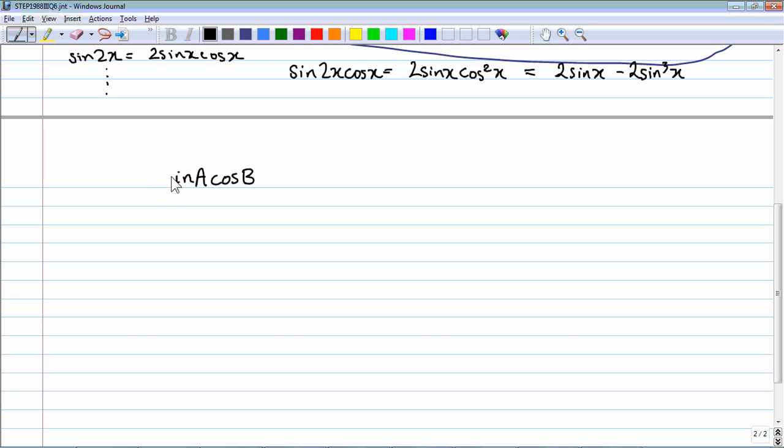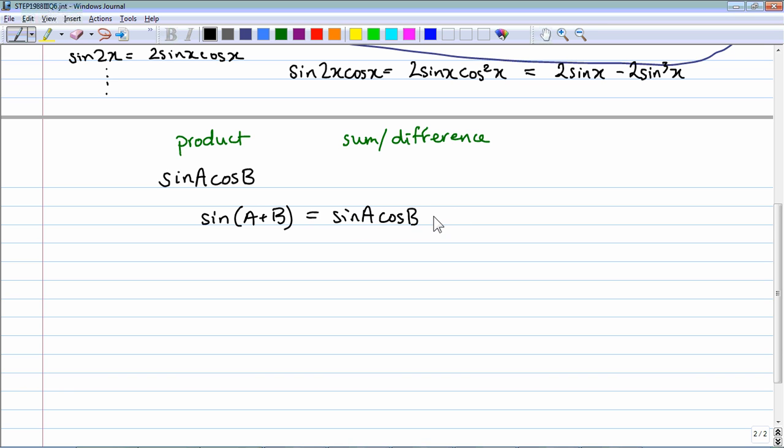The trick is that this, let's say this is a product, can always be rewritten as a sum or a difference. Now, what do I mean by that? Well, if you don't remember the formula, it's based on an idea from the compound angle formula. So sine A plus B is sine A cos B plus cos A sine B. Now, that much I certainly expect that you do remember. And sine A minus B, by the same token, is sine A cos B minus cos A sine B.